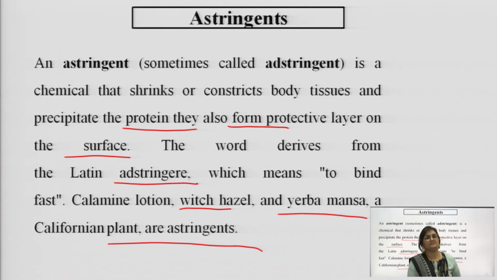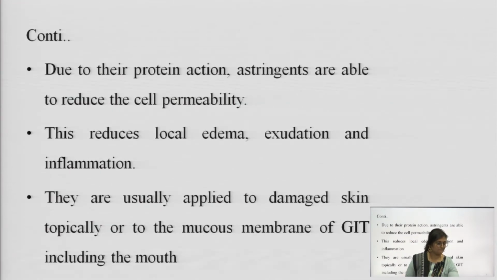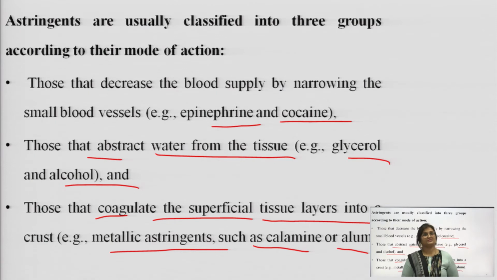So what are astringents? They are chemicals that shrink or constrict body tissues. They precipitate proteins; they are responsible for protein precipitation and for the shrinking of body tissues, and they form a protective layer on the surface. Astringents can be classified into three major groups.